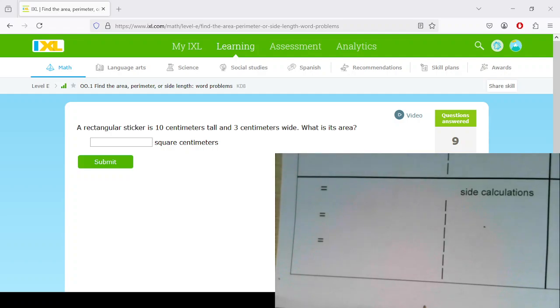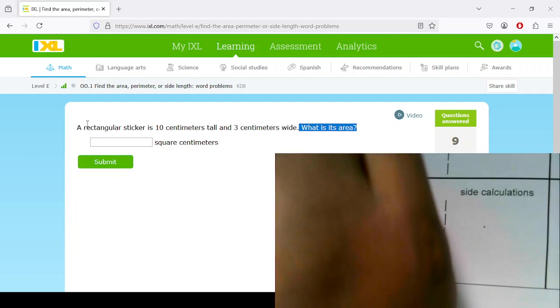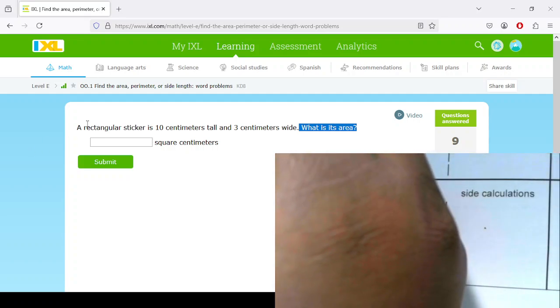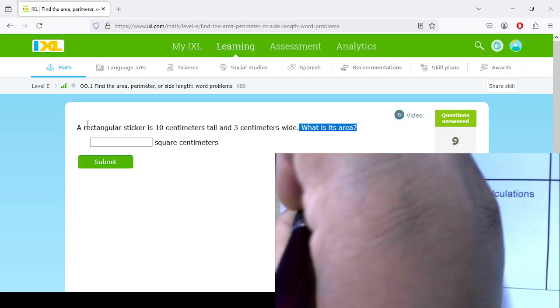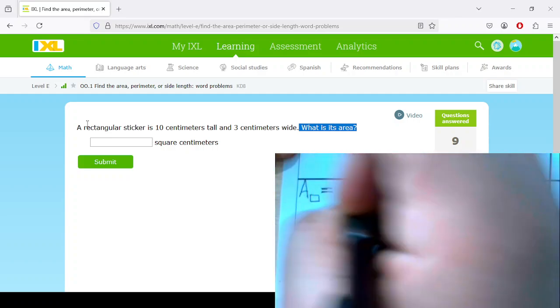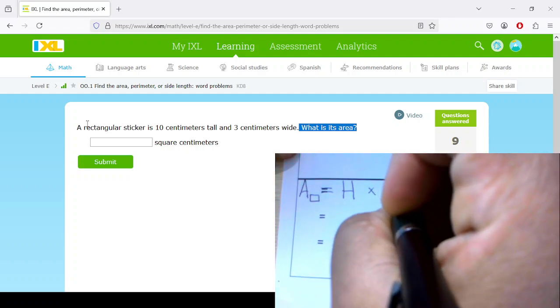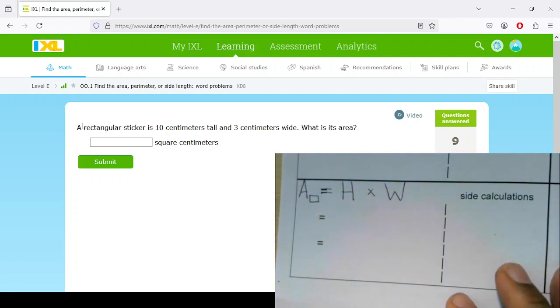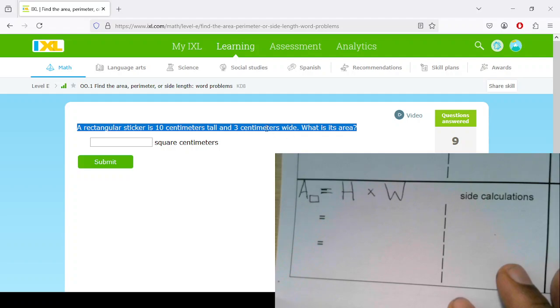My actual question is, what is its area? So I'm looking for area. So I'm going to write and say that formula. The area of a rectangle is calculated by multiplying the height dimension by the width dimension. Now I'm going to read for information. A rectangular sticker is 10 centimeters tall and 3 centimeters wide. Oh no, I don't want to do this example. We've already done one just like this.